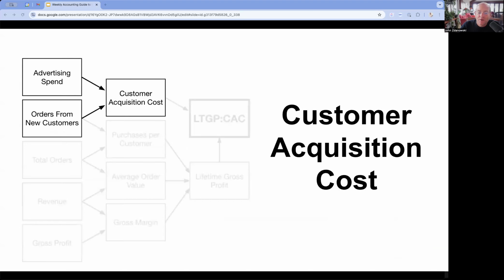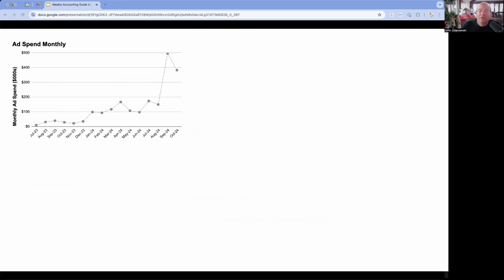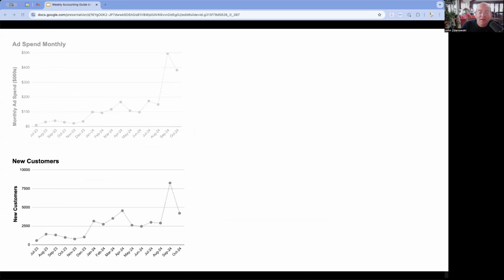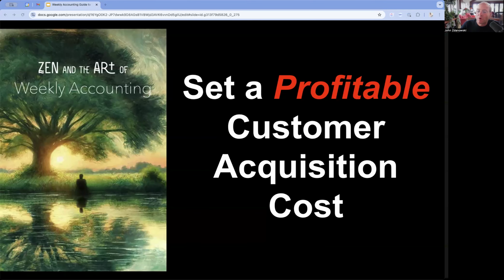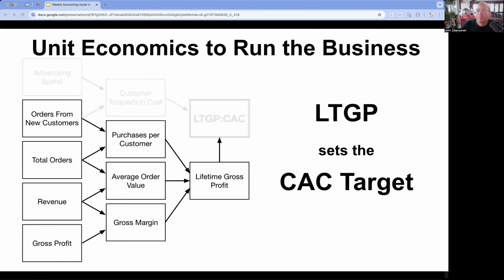So today's video is about using unit economics to set your customer acquisition cost. So here's the monthly ad spend of this company from July of 2023 until now. You can see it dramatically increase its spend in September and October. Correspondingly, its new customers also dramatically increased, but its customer acquisition costs skyrocketed. So the question is, how do you set a profitable customer acquisition cost and communicate it to your ad agency?